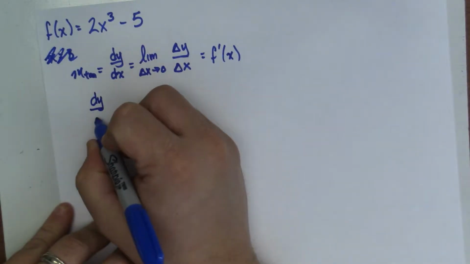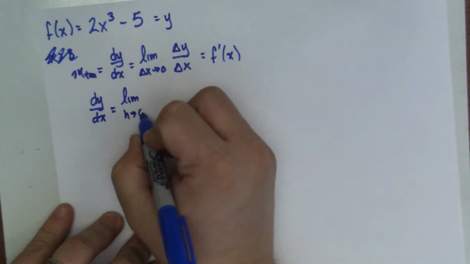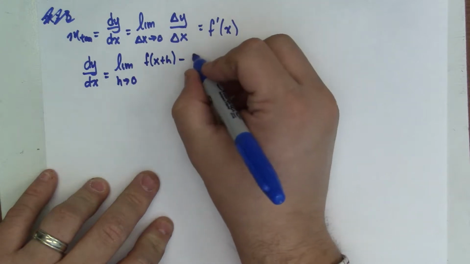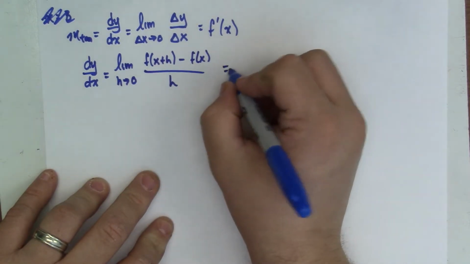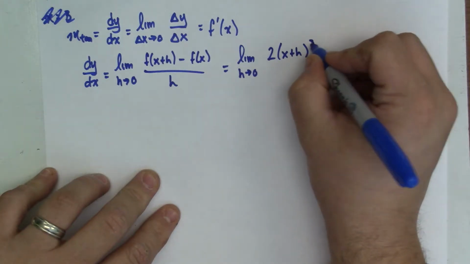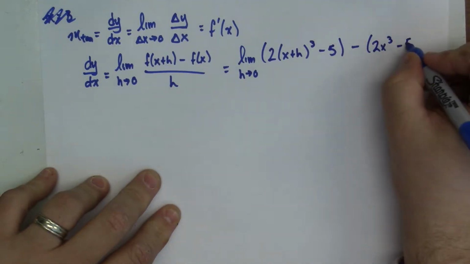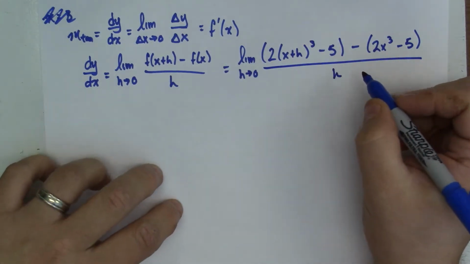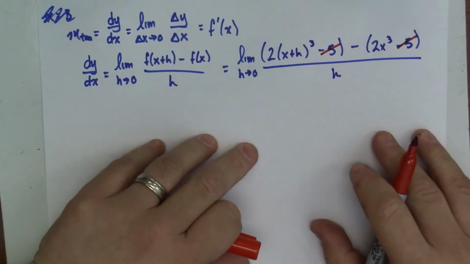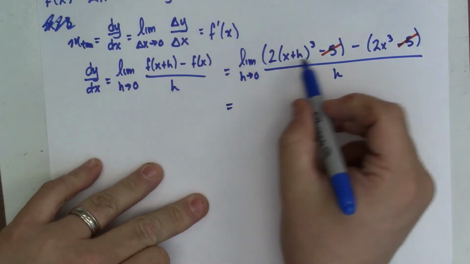dy dx for this function, and I can just say that that's y, is the limit as h goes to 0 of f of x plus h minus f of x all over h. Well, that's the limit as h goes to 0 of 2 times (x plus h) cubed minus 5 minus (2x cubed minus 5) all over h. Just like we did before, -5 minus -5 is 0. No problems there. And then I'm going to have to expand this out.